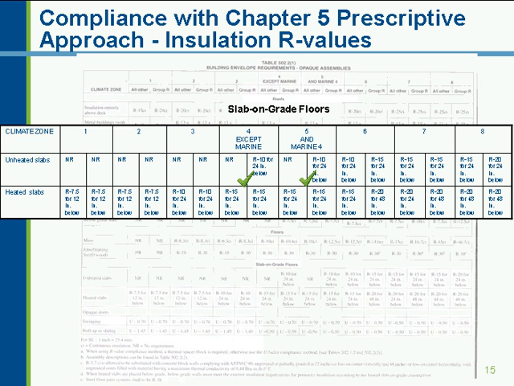The insulation must start at the top of the slab, cover the slab edge, and then continue down to the top of the footing or go horizontally underneath the slab. But you have to have that insulation covering up the face of the slab. That's the critical piece on that.